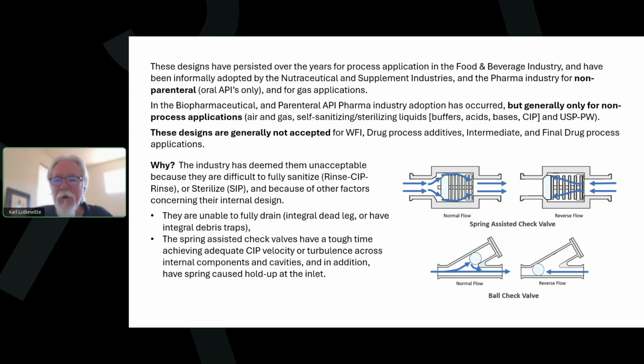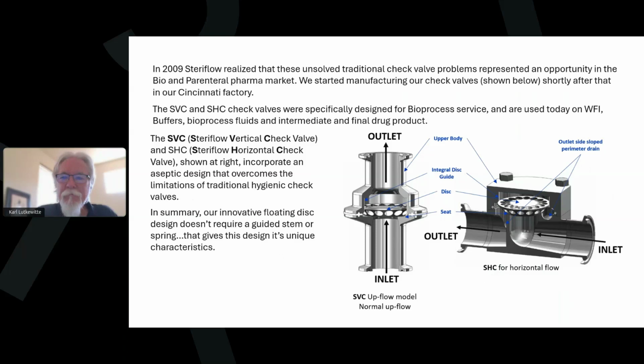Lastly, spring check valves also suffer from spring material choice limitations. If you can use stainless steel on a non-process application, the spring check was fine. But on process applications, in particular where you've got aggressive buffers or acids or basic material and you need a high nickel alloy, it's tough to find springs made in high nickel alloys. So that's another disadvantage of those designs and why they aren't used in biopharma or parenteral process applications.